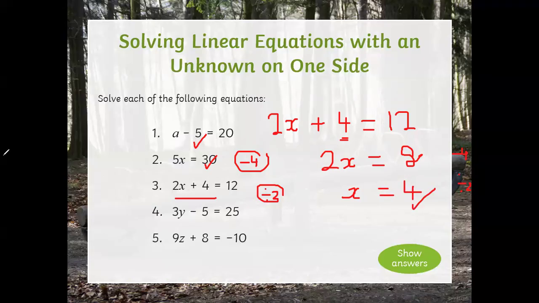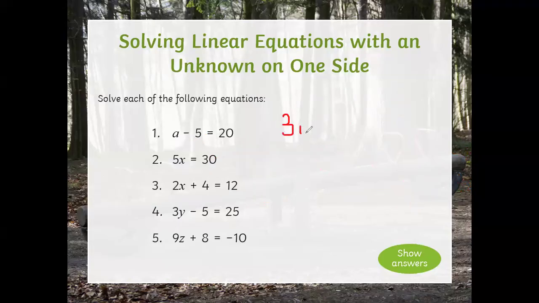That's your answer. Now let's do number 4. Number 4 is 3y minus 5 is equals to 25. So now what I'll need to do is I have to do the inverse.